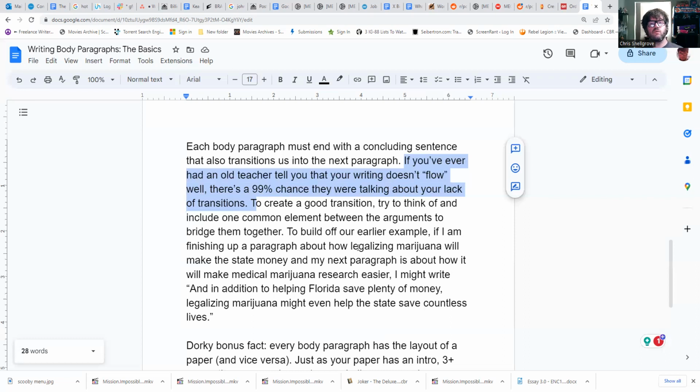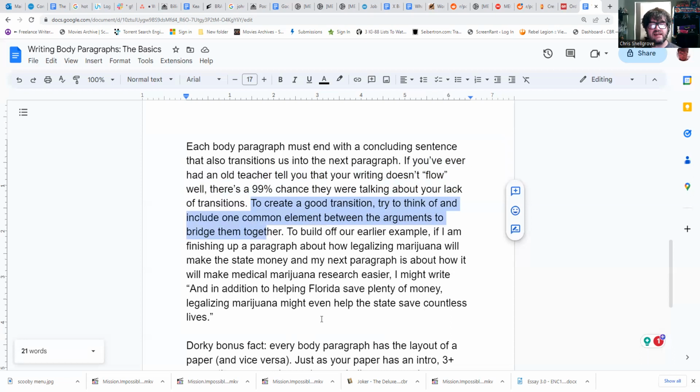All right, so what I put on here, and I realize this is also easier said than done: to create a good transition, try to think of and include one common element between the arguments to bridge them together. So once again, I'm building off our earlier example. Let's say that I'm wrapping up a section where it's like, we should legalize recreational marijuana because it'll make Florida lots of money. And I'm about to go into a section where it's like, hey, we should legalize recreational marijuana because it makes it easier to research medical marijuana and its benefits.